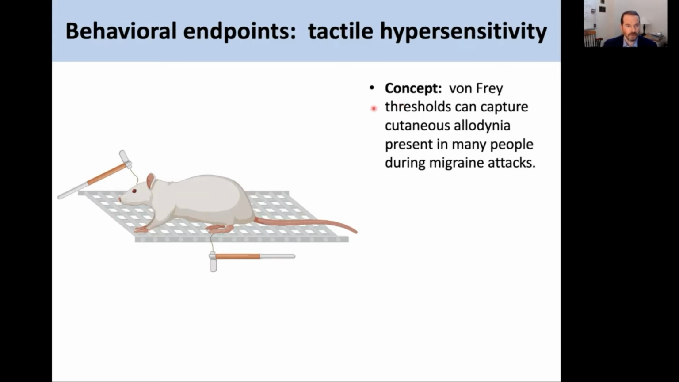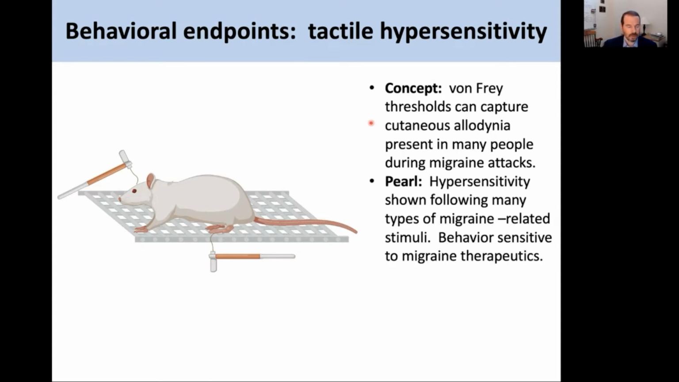So the concept here is that von Frey thresholds are used to capture cutaneous hypersensitivity that we know is present in many humans during migraine attacks. So they're not necessarily capturing the headache, they're capturing the cutaneous hypersensitivity that comes along with the headache. The pearl here is that many studies have shown that this kind of hypersensitivity develops after migraine relevant stimuli. And I'll talk about some of those stimuli as we go through. And that this behavioral endpoint is sensitive to many different kinds of migraine therapeutics. So this has been well characterized.